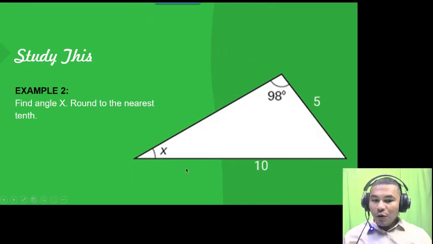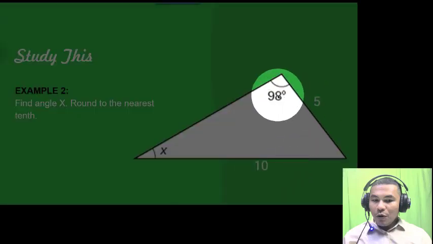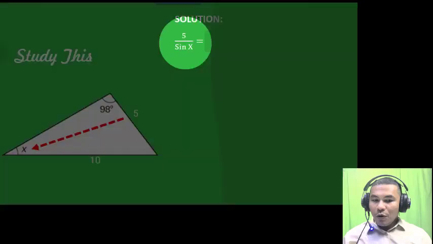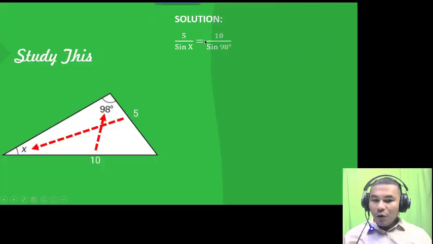In our example 2, we have two given sides and one given angle. Now, how do we solve this? First, we make a proportion again. Since the opposite side of the unknown angle is 5, we make a proportion like this one.